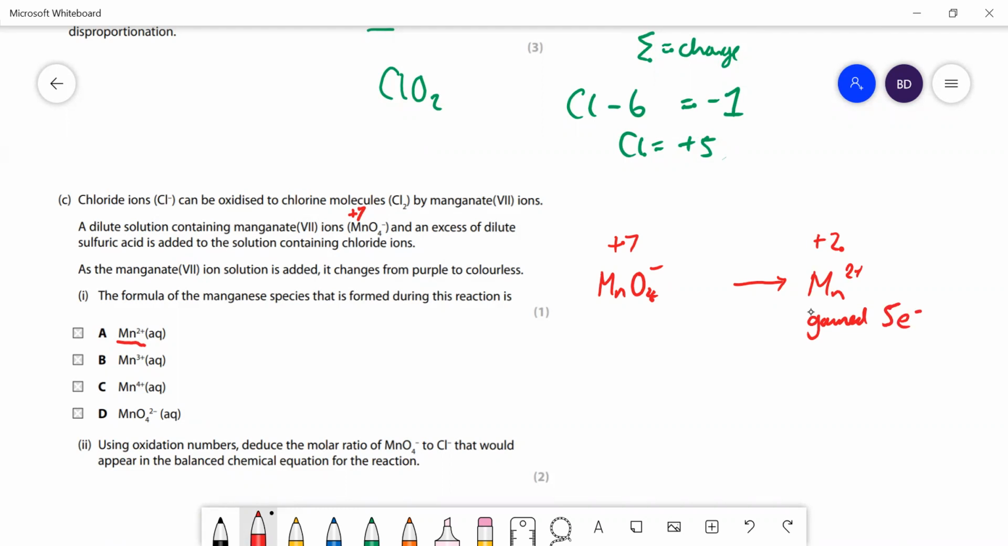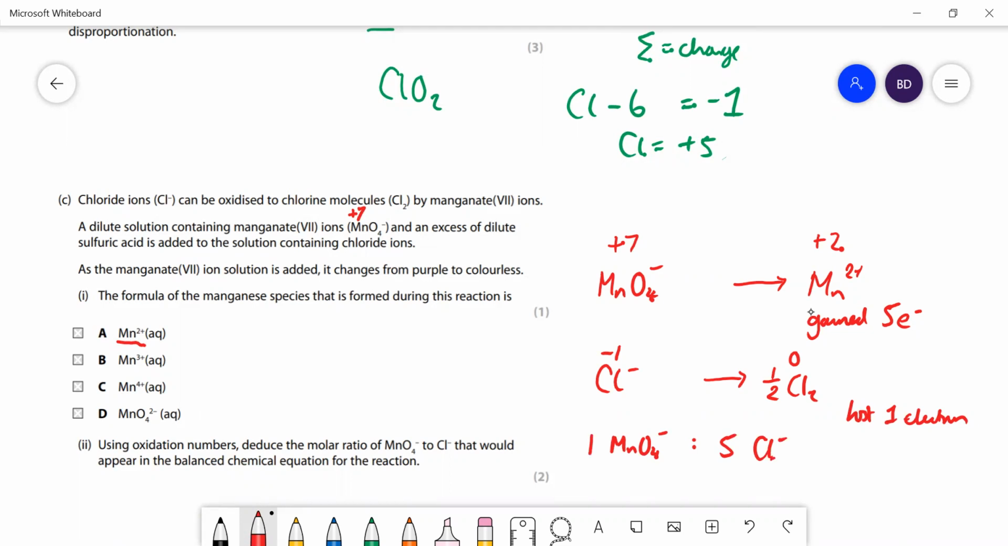Let's have a look at chlorine. Cl- is going to go to, I'll do it as half Cl2. Well, that's going from an oxidation number of -1 to 0. So each one has lost 1 electron. So you're going to need 1 manganate ion to 5 chloride ions in the balanced equation.